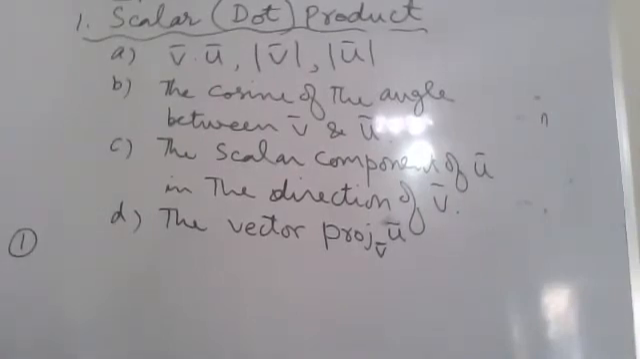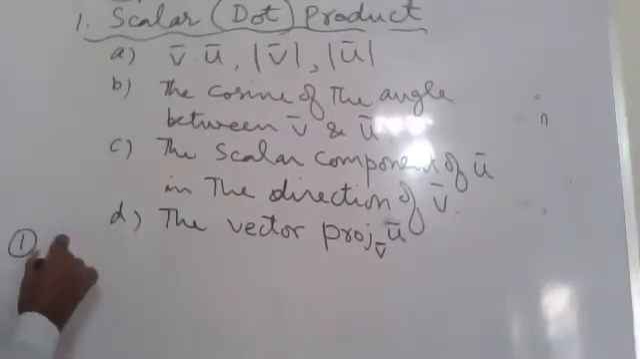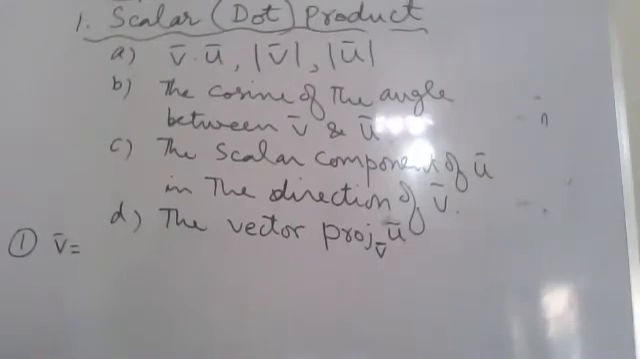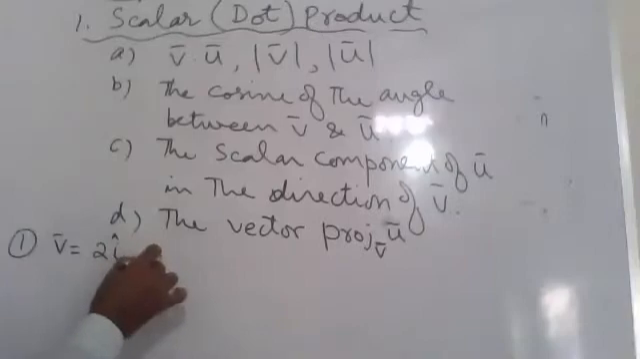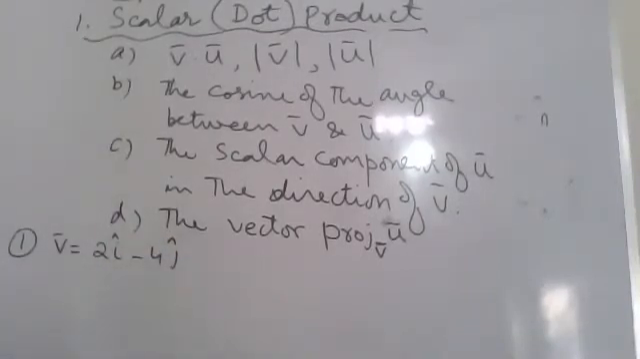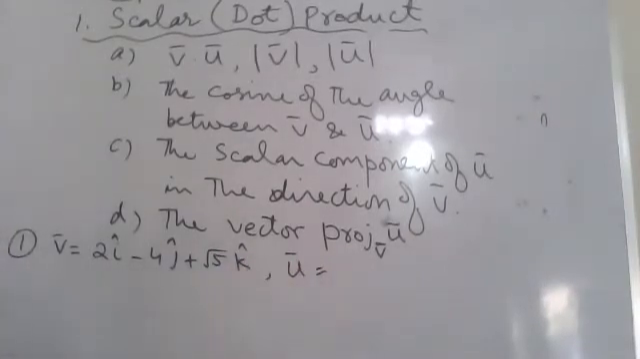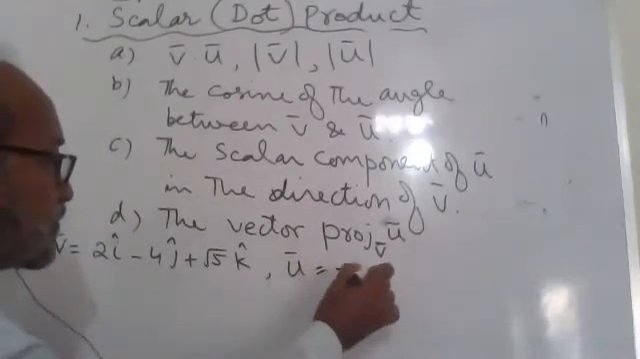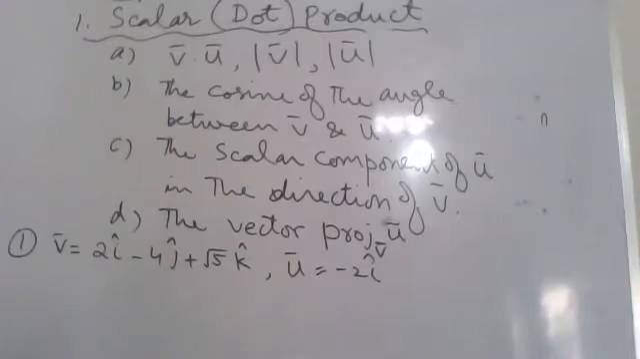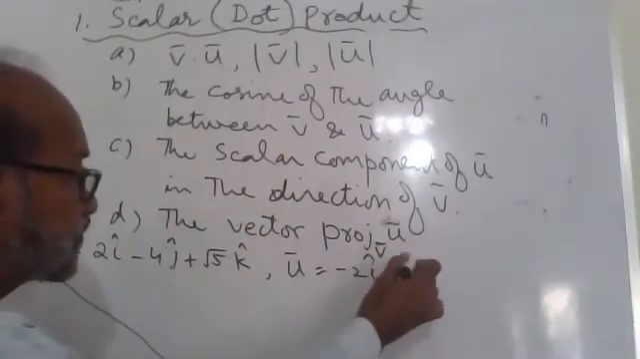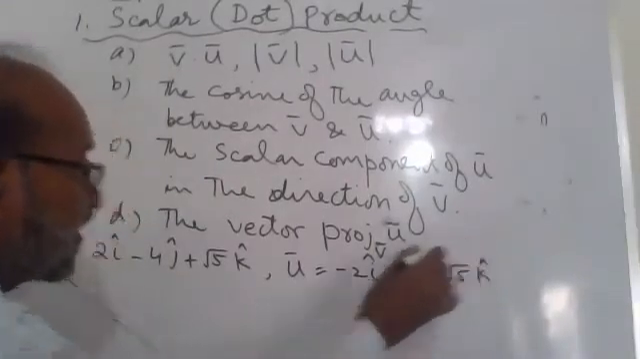V is equal to 2i minus 4j plus root 5 k, and vector u is equal to minus 2i plus 4j minus root 5 k. These are the two vectors.